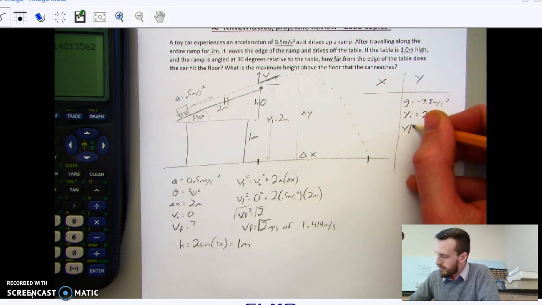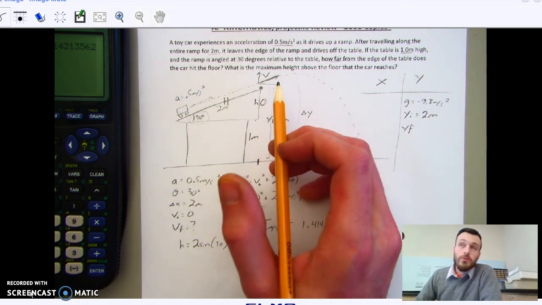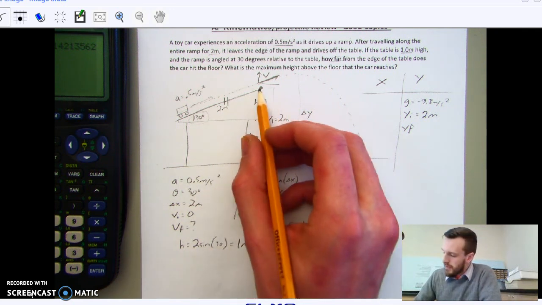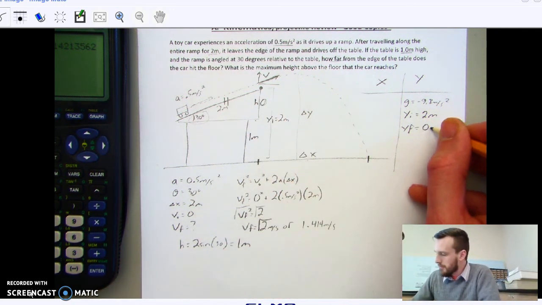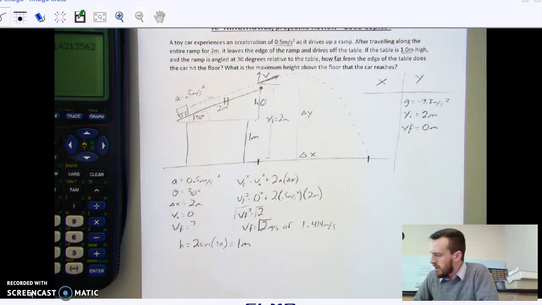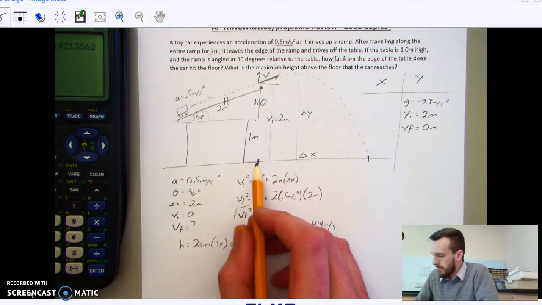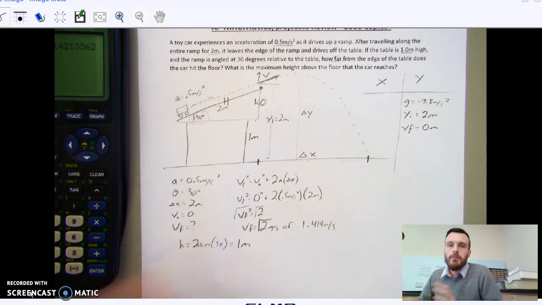And, of course, our y final, this is where choosing your coordinate system is important. But we'll call our floor y equals 0 because that's a nice thing to do. All right, we'll call that y equals 0. We don't know too much else about the x. We don't have any idea about this yet. And so remember, the x and y motions happen independently but simultaneously. Let's try to get time.